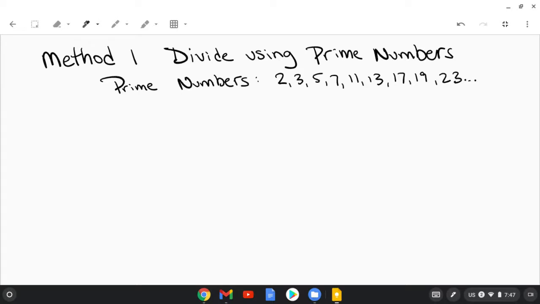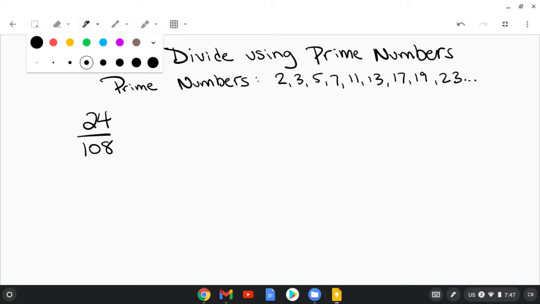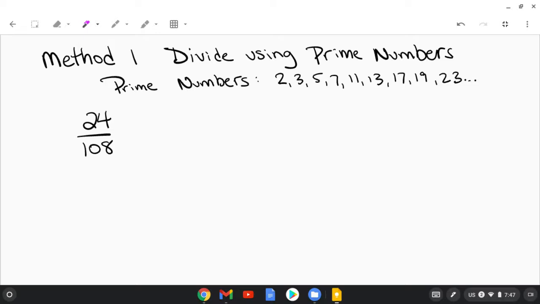So if I was looking at the fraction 24 over 108, I would look at this and think about my divisibility rules and how we're going to divide it. Well, I know that 24 and 108 are both even, so I can divide them both by 2. And when I do that, I get 12 over 54. And I can see that these are also both divisible by 2, so I'm going to divide it again. And I get 6 over 27.